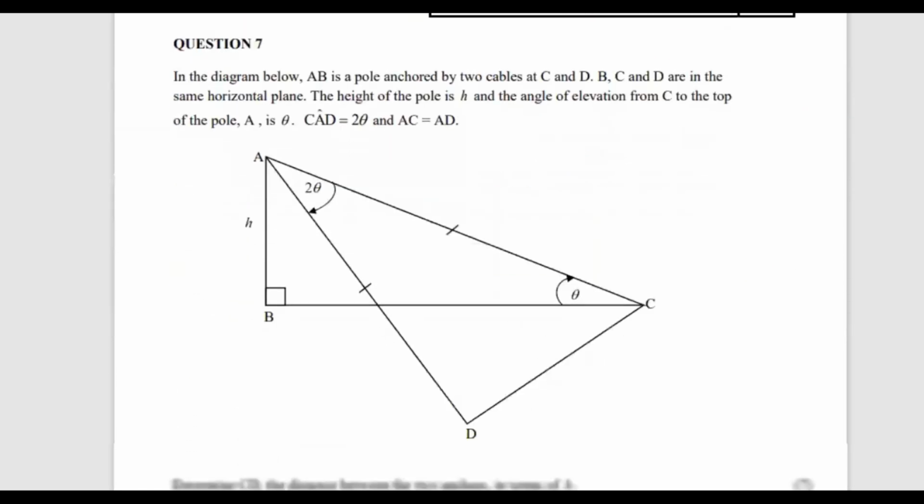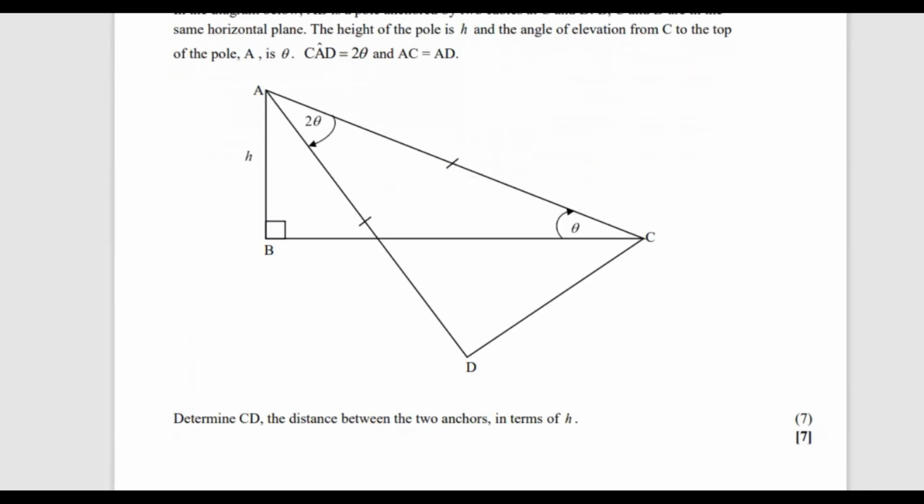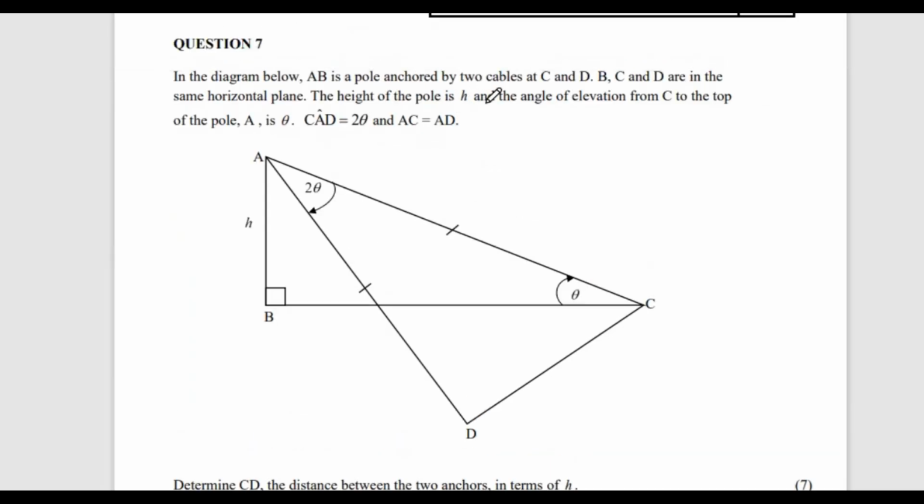Okay, question 7. The trig application, which is the 2D, 3D trig. They're telling us that in the diagram below, AB is a pole that is anchored by 2 cables at C and D. And B, C, D are in the same horizontal plane. The height of the pole is H. The angle at A is theta. The angle between CAD is 2 theta. AC is the same as AD, indicated.